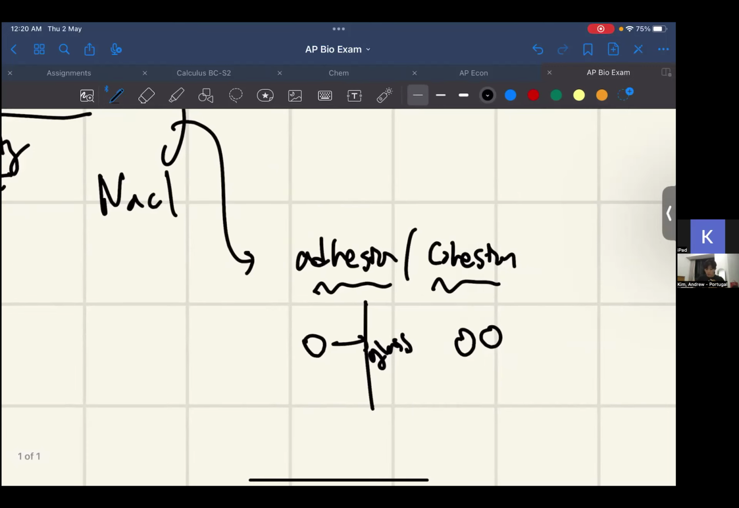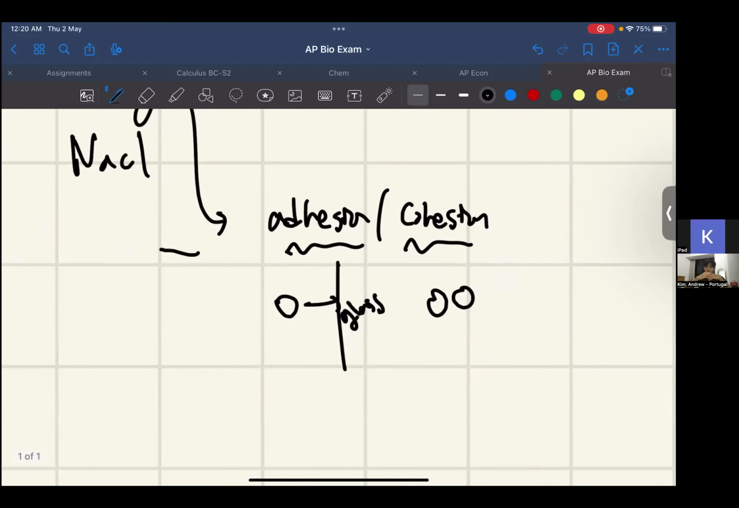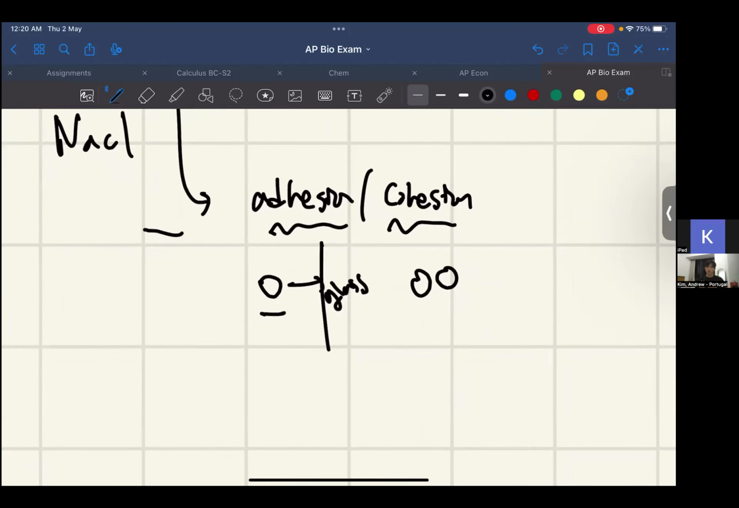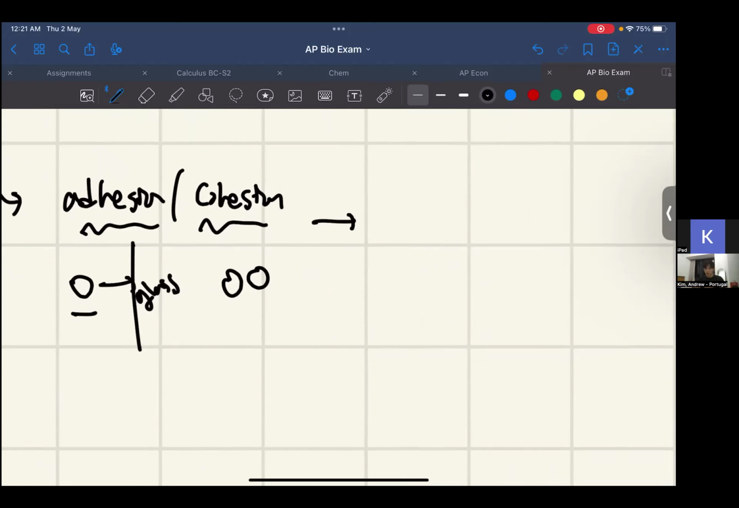Since water is polar, other polar molecules will easily be pulled by, attracted by, and stick to water. So water can not only pull other water molecules, but it can also pull other polar molecules. And this leads to one important characteristic of water, which is capillary force. Now, you don't have to remember this term, but just know what it is.